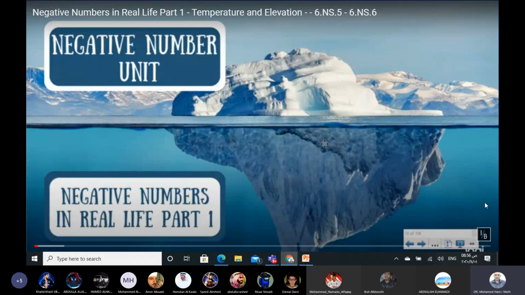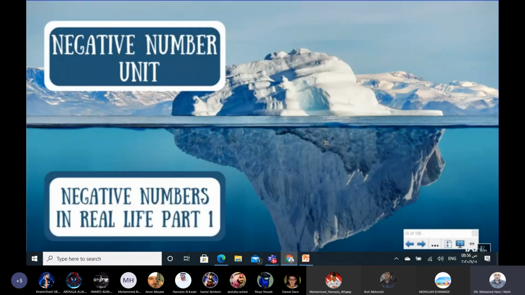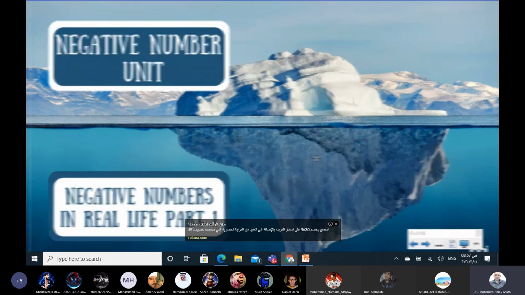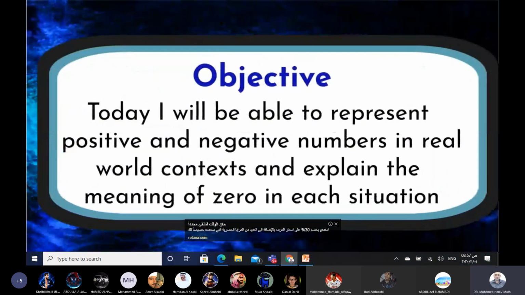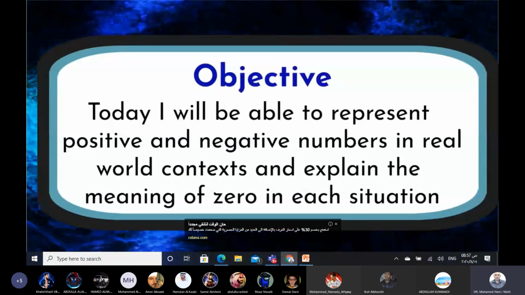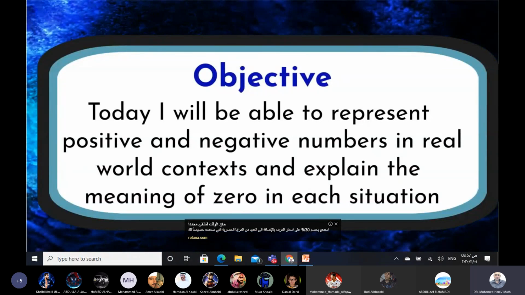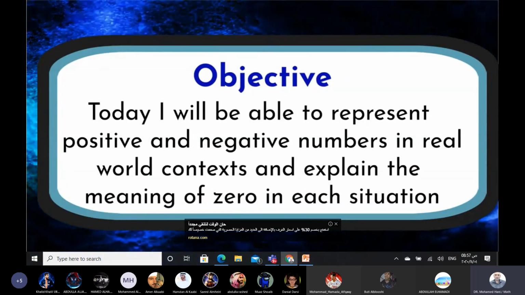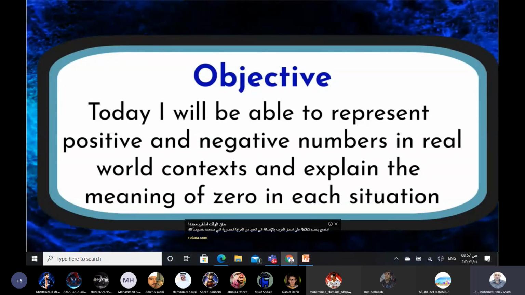Back again here with our negative number unit. Today we're looking at negative numbers in real life, part 1. So let's dive under the water and see what our objective is today. Our objective today: I will be able to represent positive and negative numbers in real world context and explain the meaning of zero in each situation.